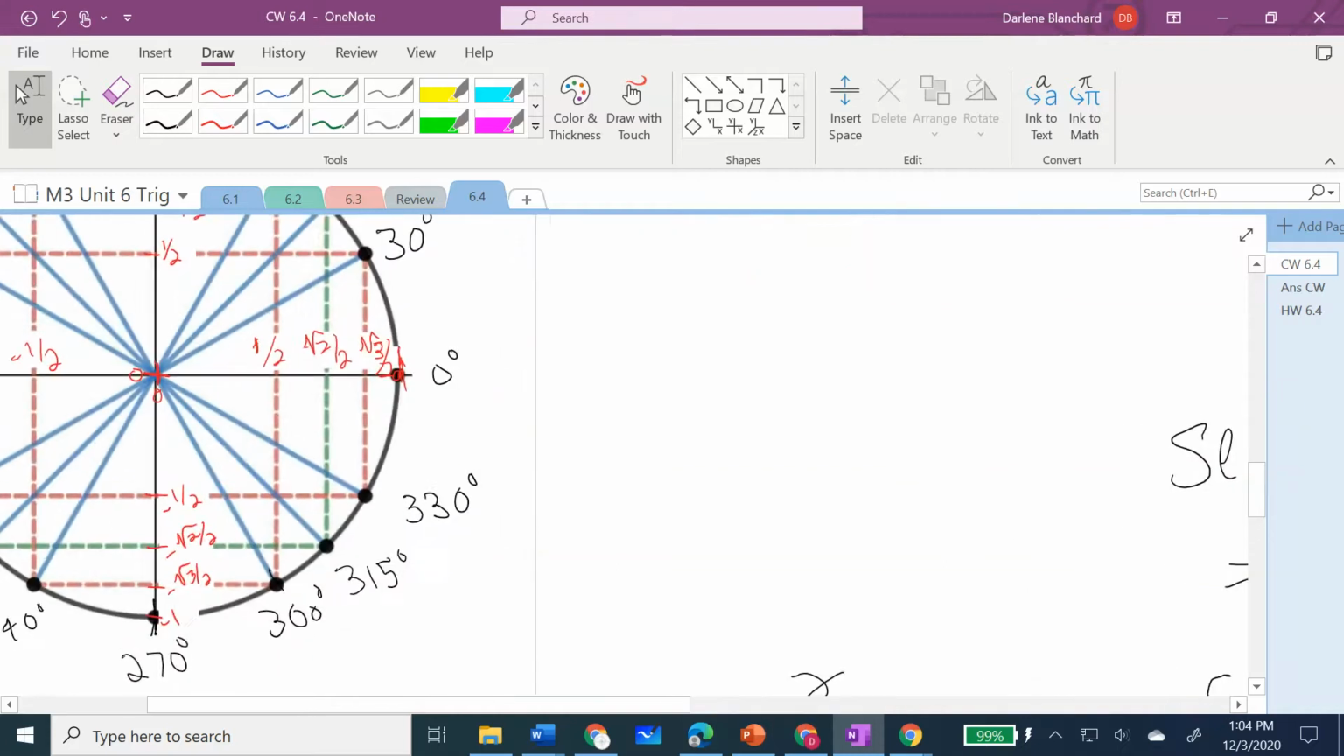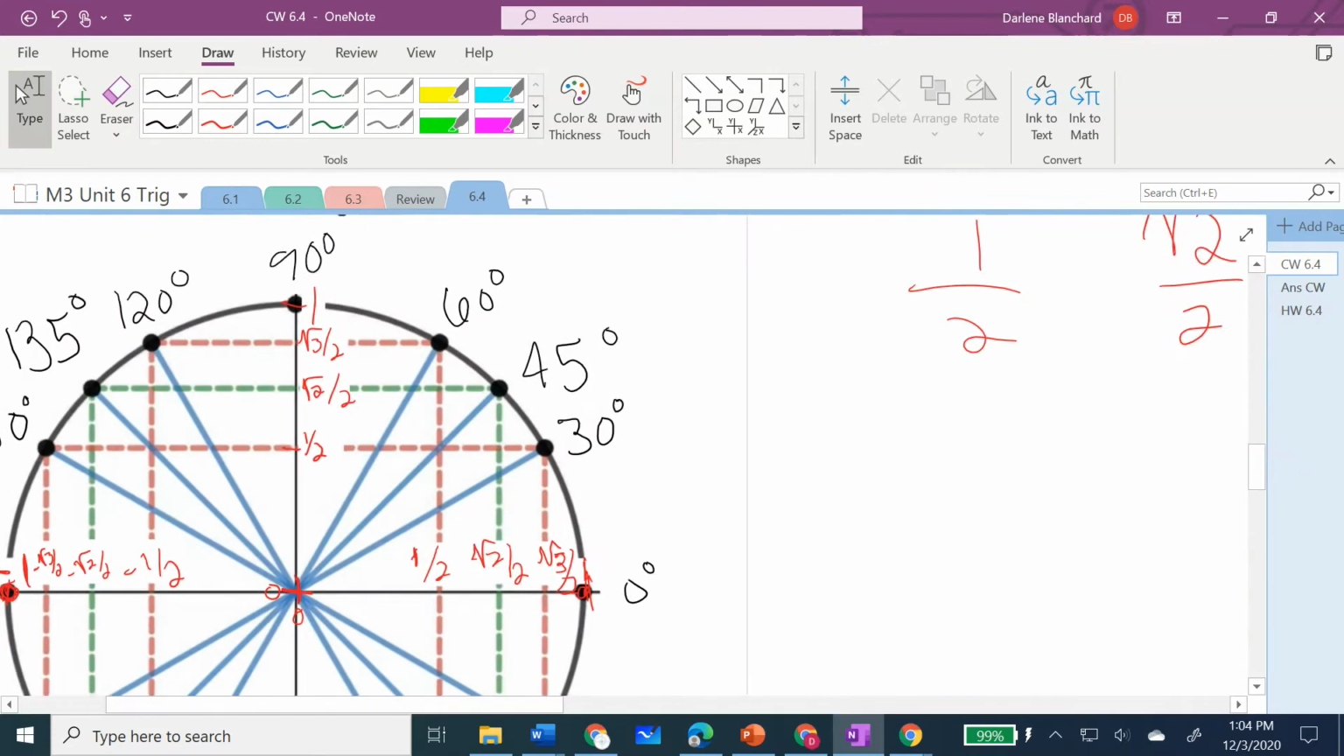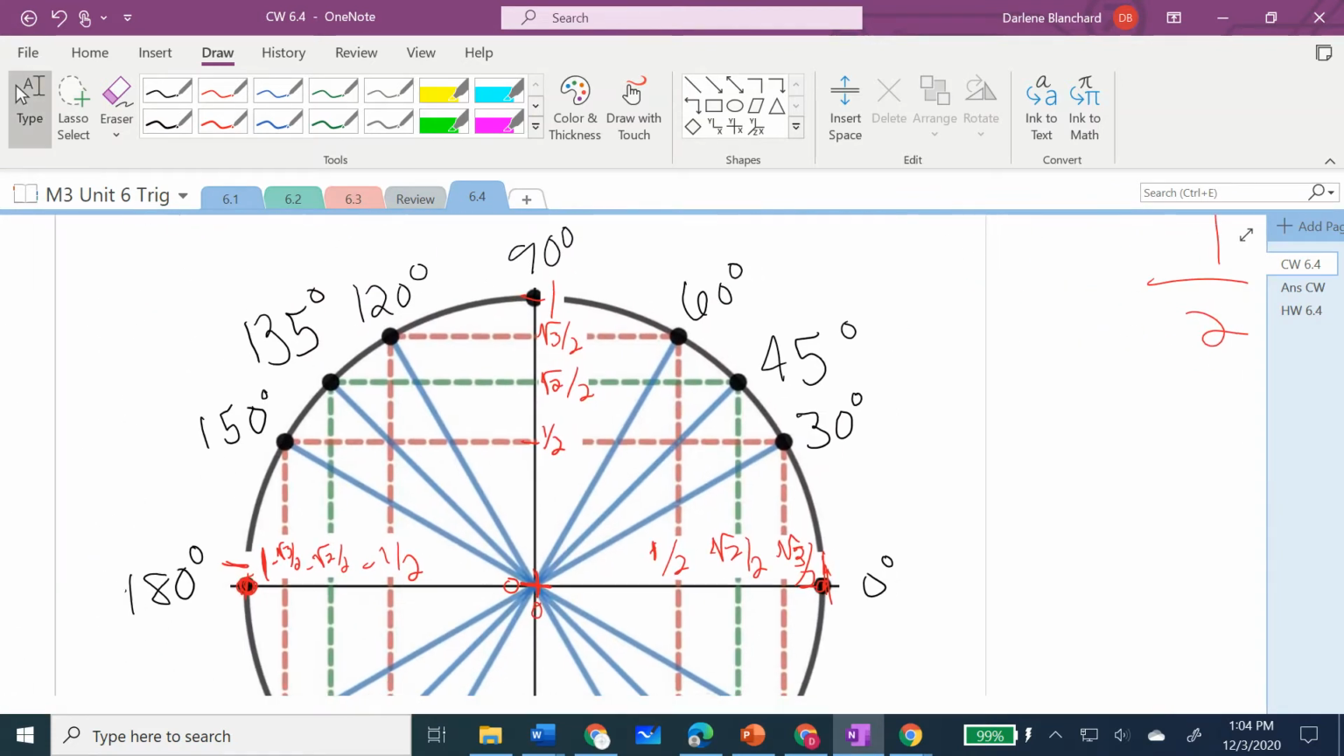We are going to finish classwork 6 for today. We have finally gotten to the point where I'm going to just start asking you to find values of sine and cosine with various angles.